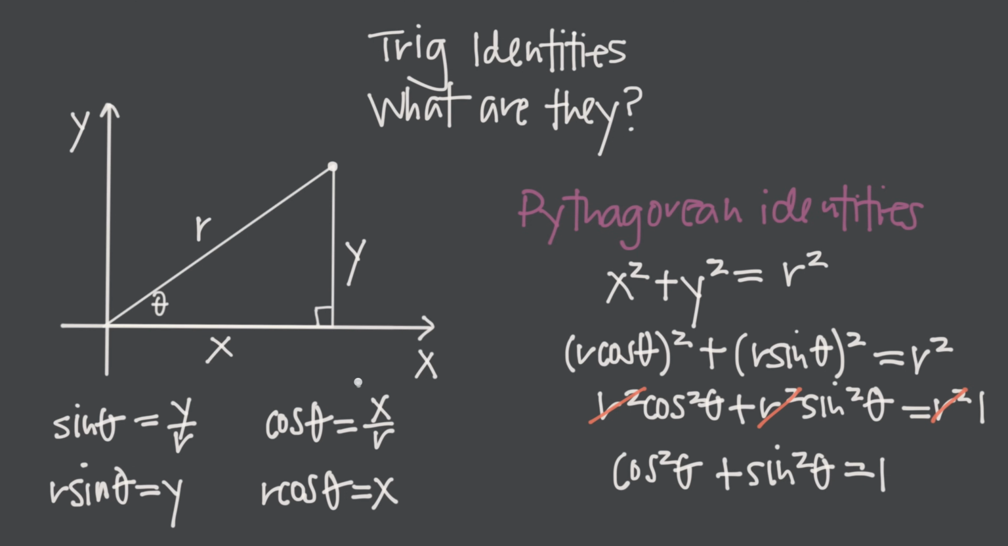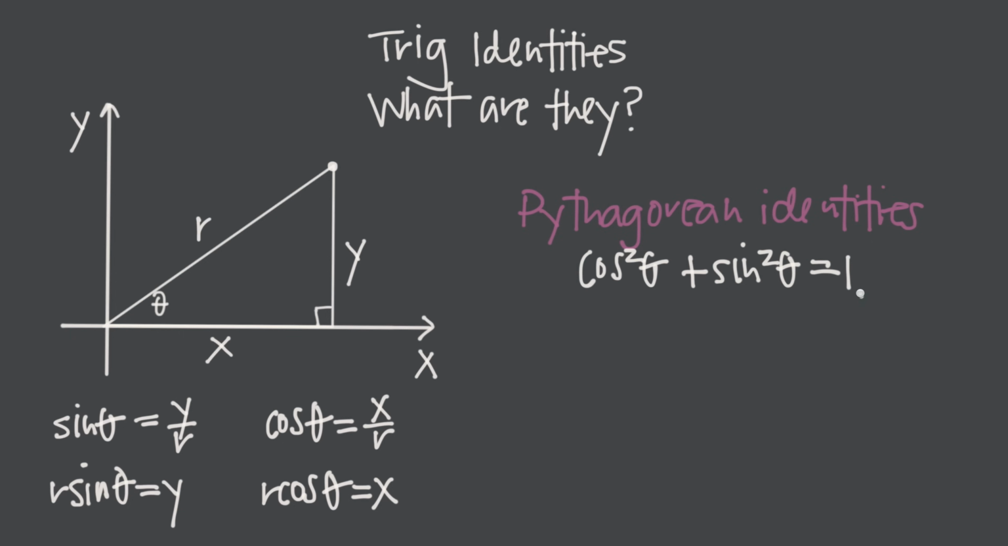So if we can remember SOHCAHTOA, we can get to sine theta is y over r and cosine theta is x over r. We can solve those for y and x respectively, and then we can plug those into the Pythagorean theorem x squared plus y squared equals r squared to get to this Pythagorean identity. So we can either memorize this or we can just derive it directly from the right triangle.